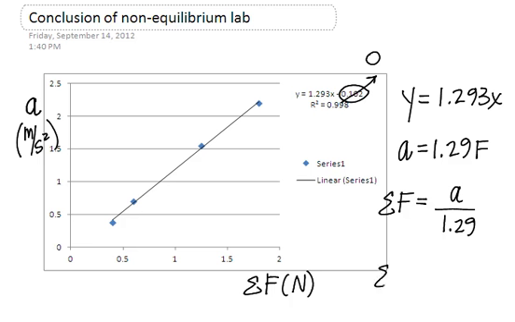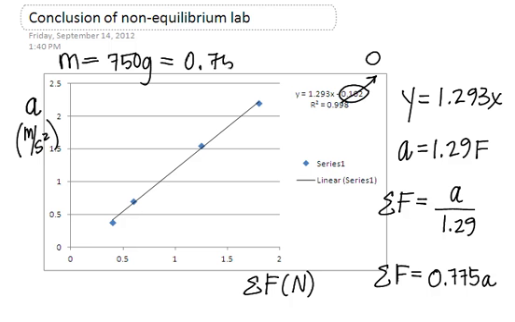All right, so what is 1 over 1.29? Like, what is that in a calculator? 0.775a. Does anybody remember the mass of the object yesterday that you had rolling down? Let's see, the cart was 250 grams, and then you had two of the bars on there, and the bars were 250 each. So what was our total mass? 750 grams. How many kilograms is that? 0.750 kilograms?